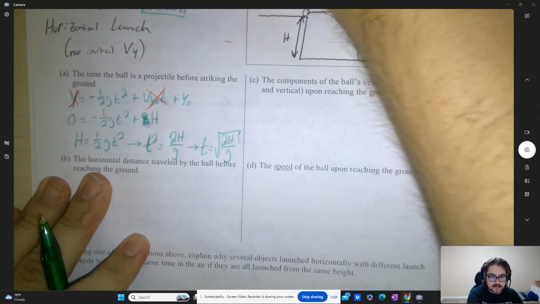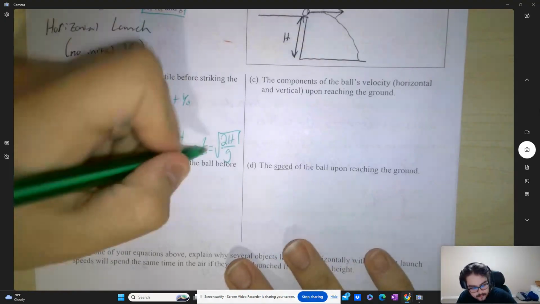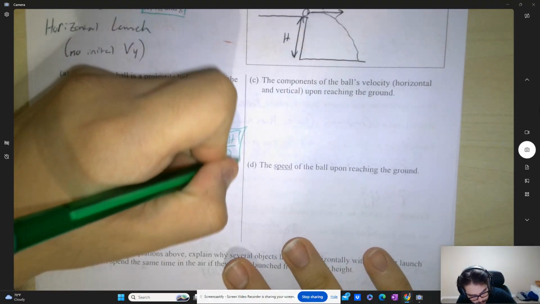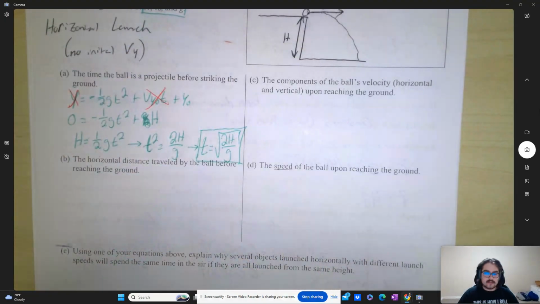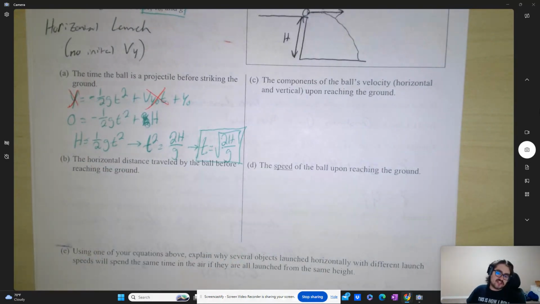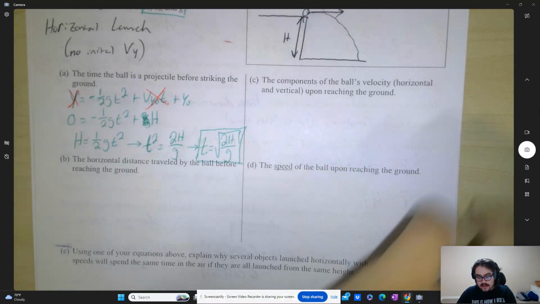Even though it's pinned between my keyboard and my table. Okay, so there's an expression for time. We got it in terms of h and g. There's no v naught in it, but we don't need a v naught in it. Okay, that's part A.